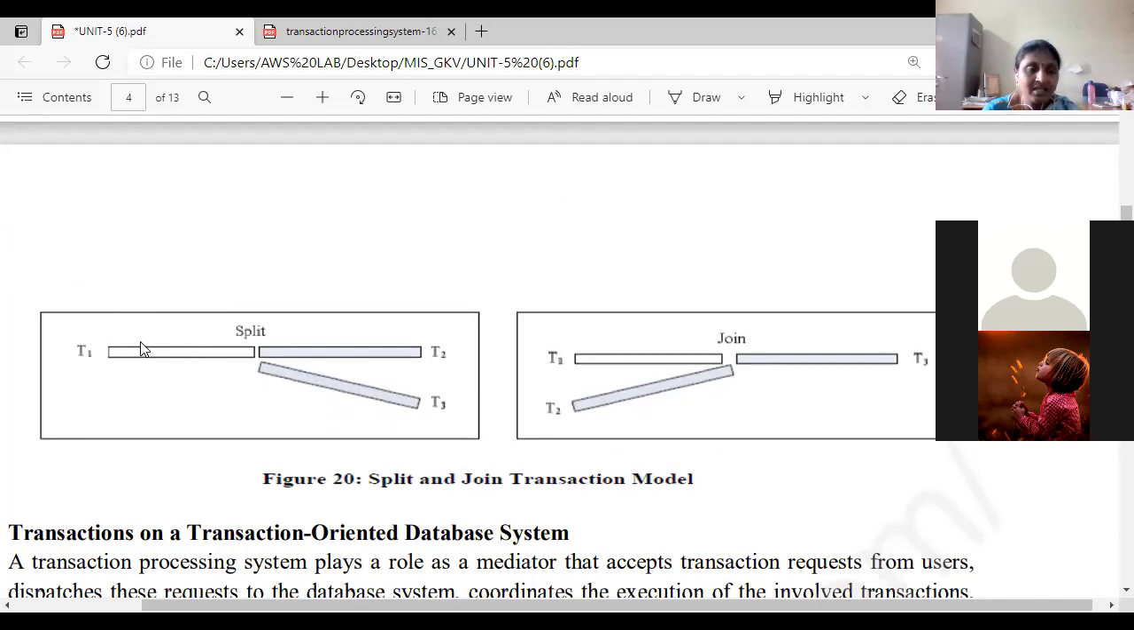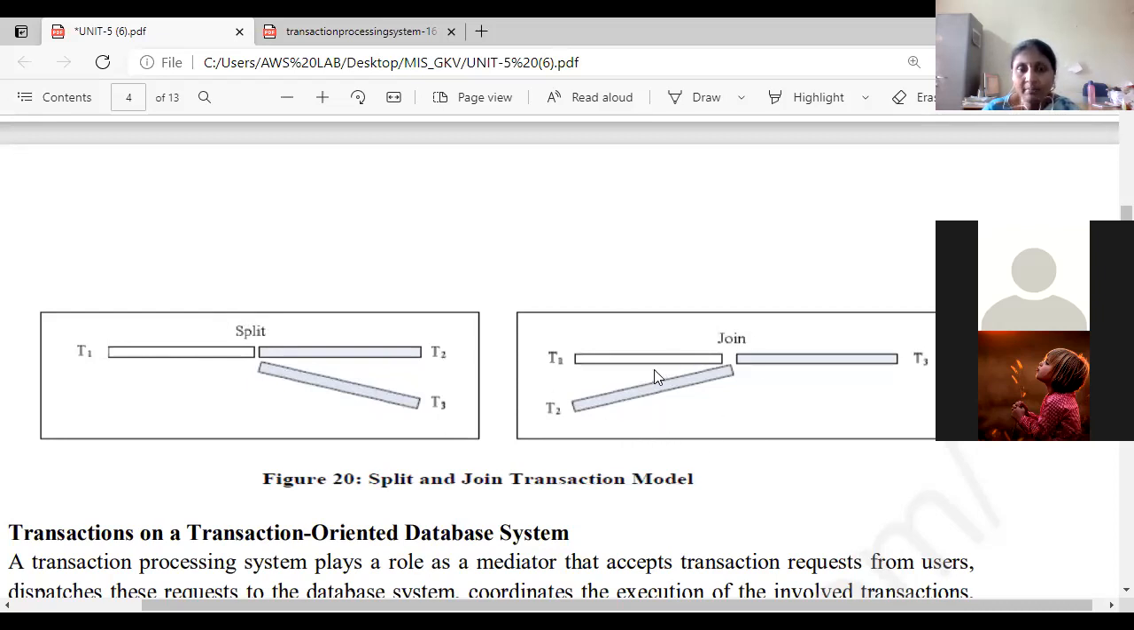Here T1 is the transaction. For our purpose, we are splitting the transaction into T2 and T3. So we are applying the split model. Here the T1 transaction has been divided into two serializable transactions, T2 and T3.